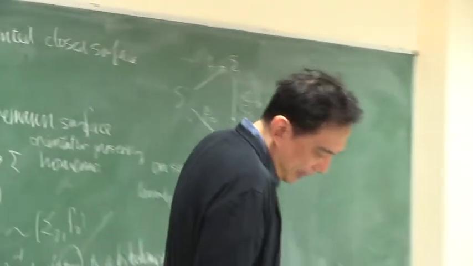Then that implies isotopy. Yeah. It implies. So you can change the homotopy to isotopy in dimension two, between two homeomorphisms. Okay.